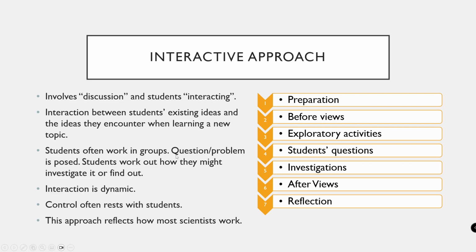So students often work in a group, a question or problem is posed, and they work out how they might investigate it. The interaction is dynamic, so they make choices in the moment. And the control often rests with the students, and it starts to reflect how scientists work. So they might be peering and looking at what each other's groups are doing, changing their views as they move around. So the teacher generally prioritises the discussion and interaction. And in my experience, sometimes students say something that's really profound and you think, hang on, we need to stop. This person's got a great idea, let's look at it.